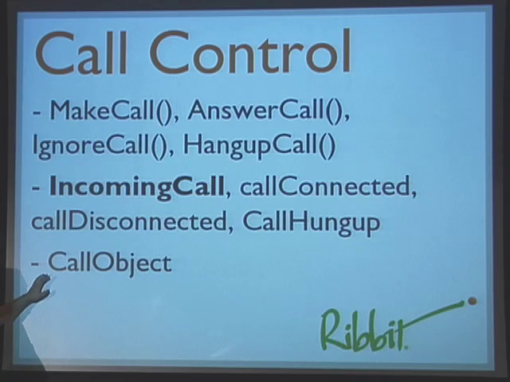One of the objects associated with call control is the call object. I kind of talked about that a little bit. That has the caller ID information, who you're calling, what their name and number is, and such. And it's pretty cool stuff.